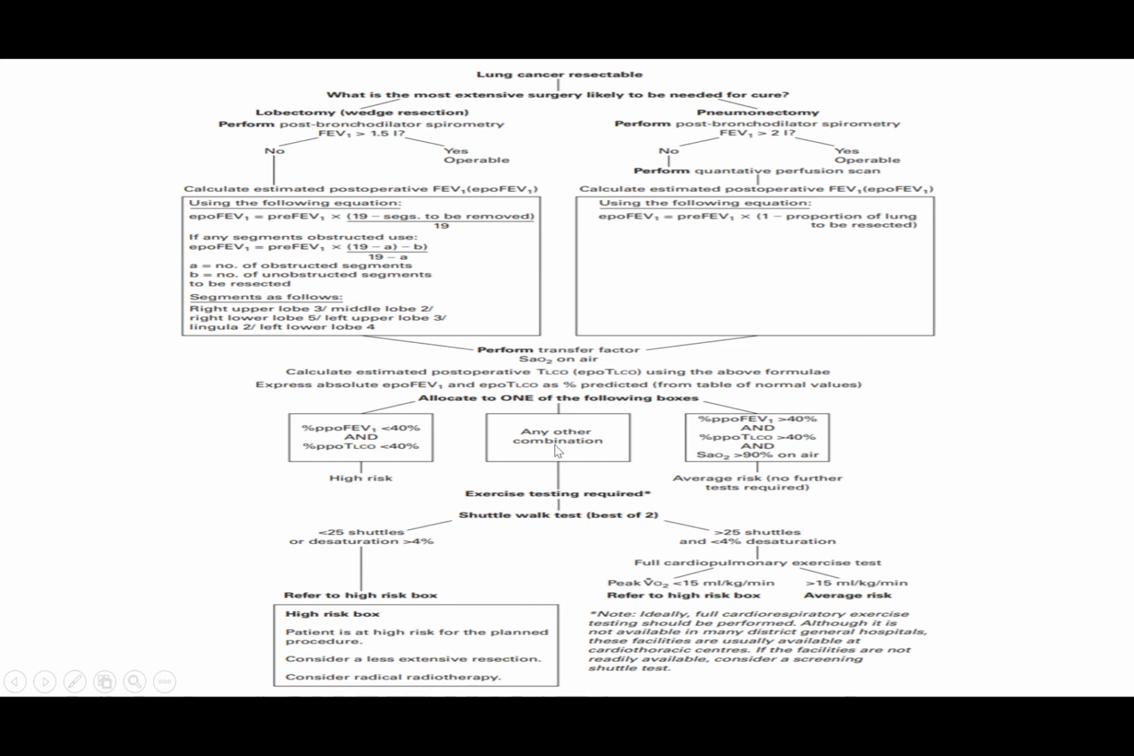Any other combination, then you can do some exercise testing. You can have them do a shuttle walk test. If they have an FEV1 predicted post-op of greater than 40%, and they're satting greater than 90% on room air, and their TLCO is greater than 40%, then they're at average risk and you don't need to do anything further.